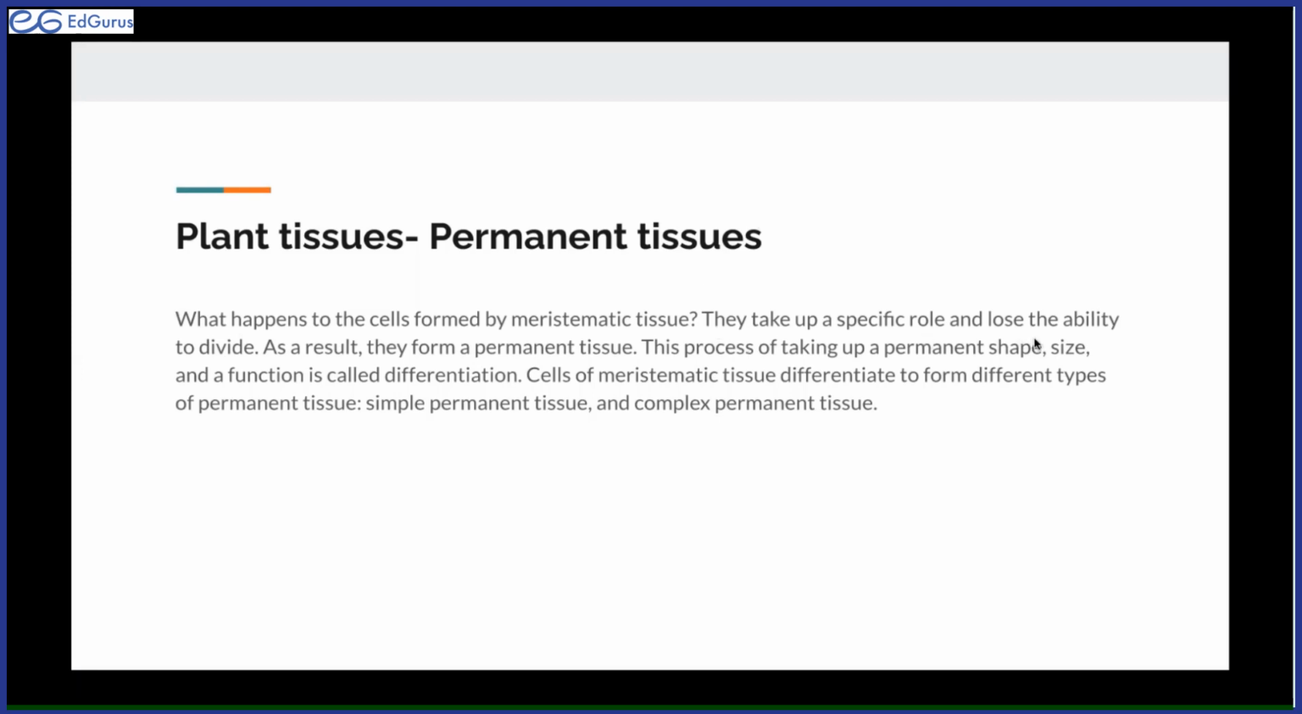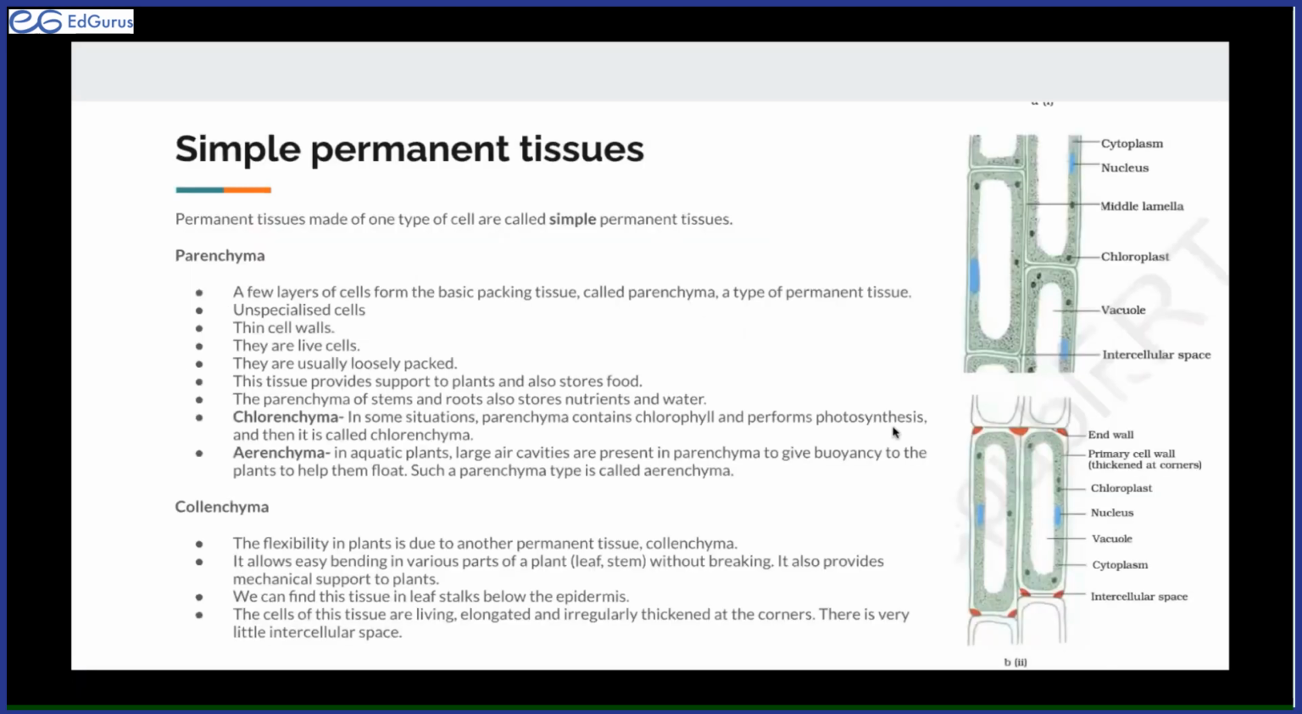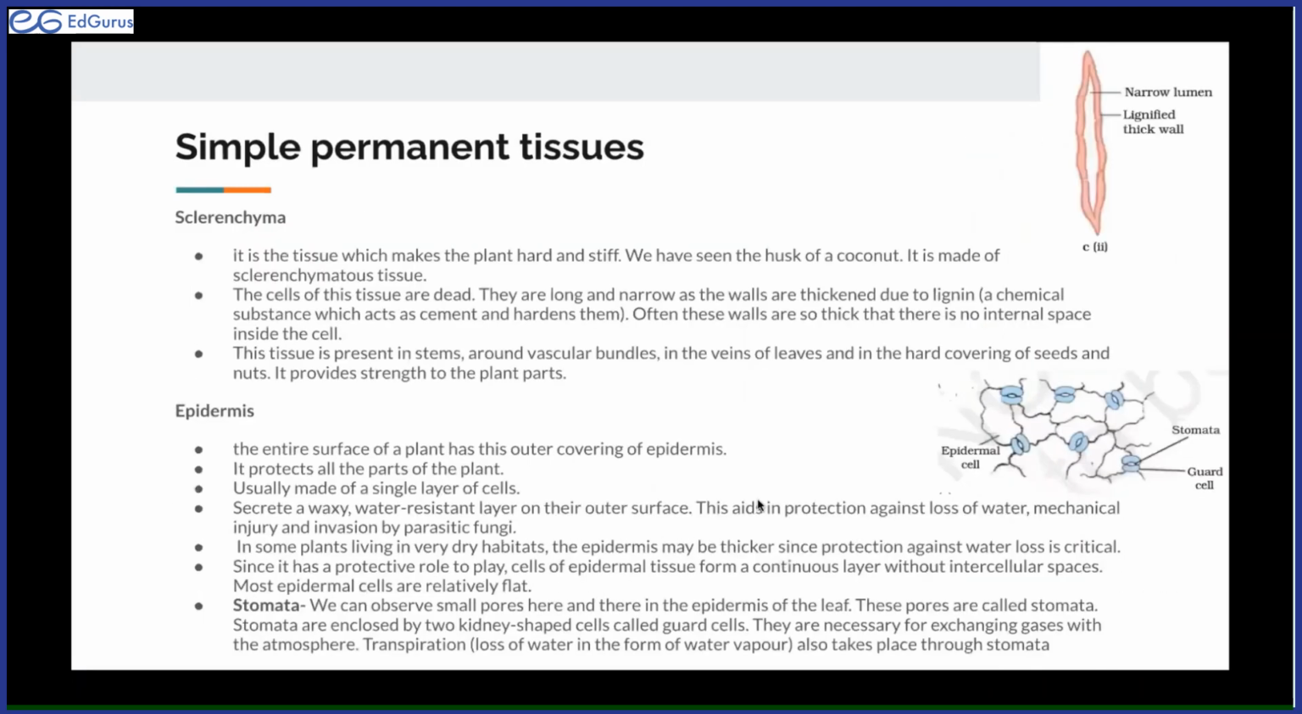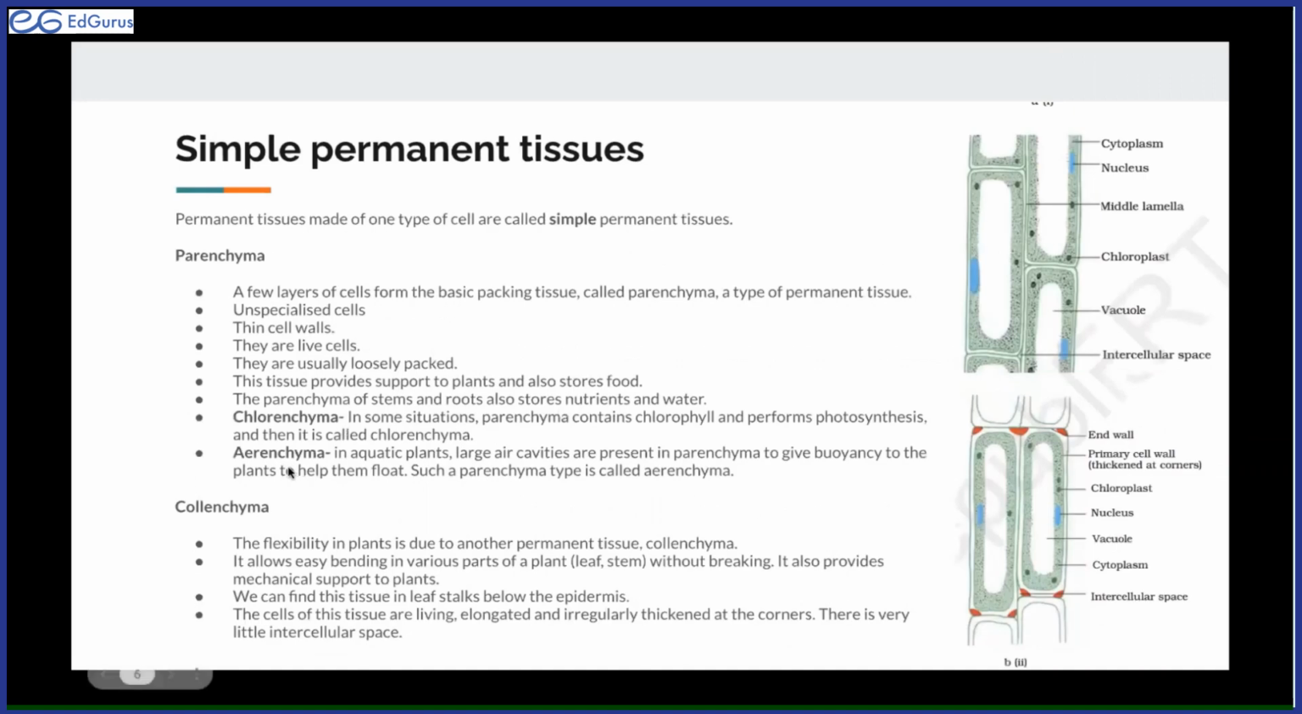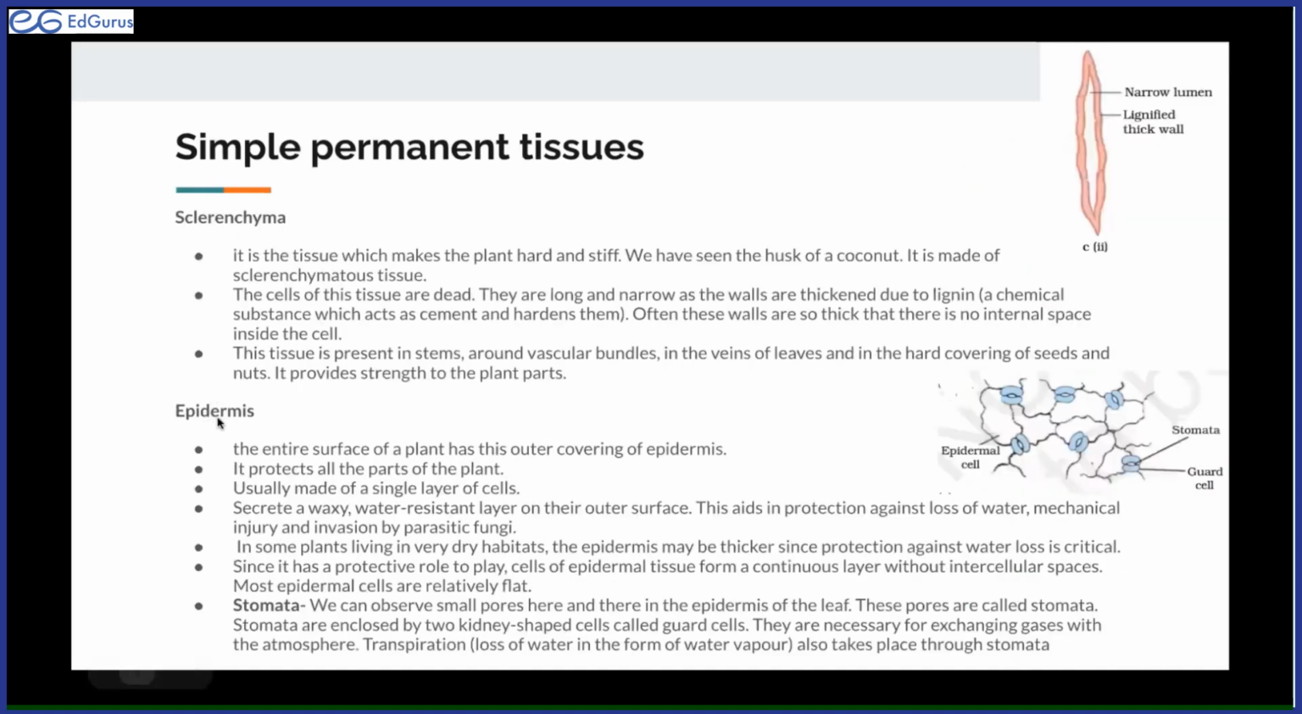And the process of changing from a meristematic to a permanent tissue is called differentiation. Okay? So the cells of meristematic tissue form different types of permanent tissue. Firstly, simple permanent tissue, and then complex permanent tissue. So first we'll cover simple permanent tissues. There are, I think, 4 types in total: parenchyma, collenchyma, sclerenchyma, and epidermis.